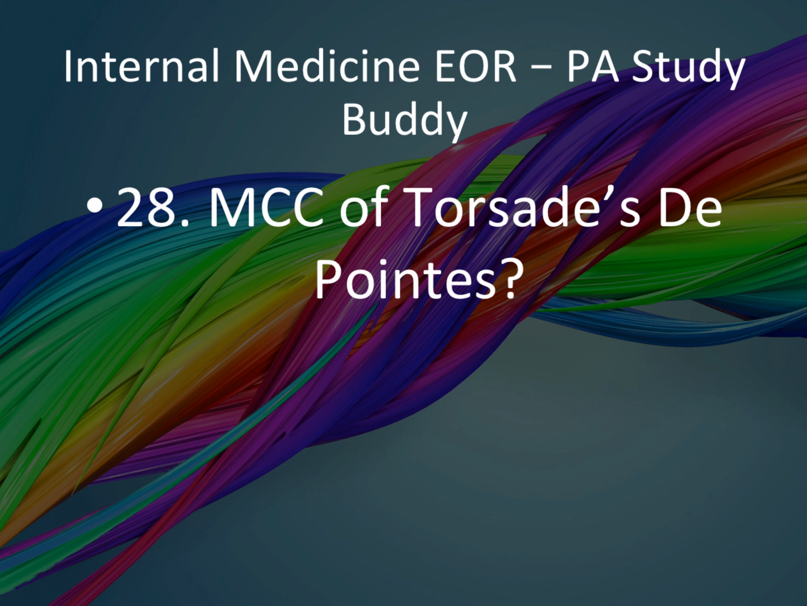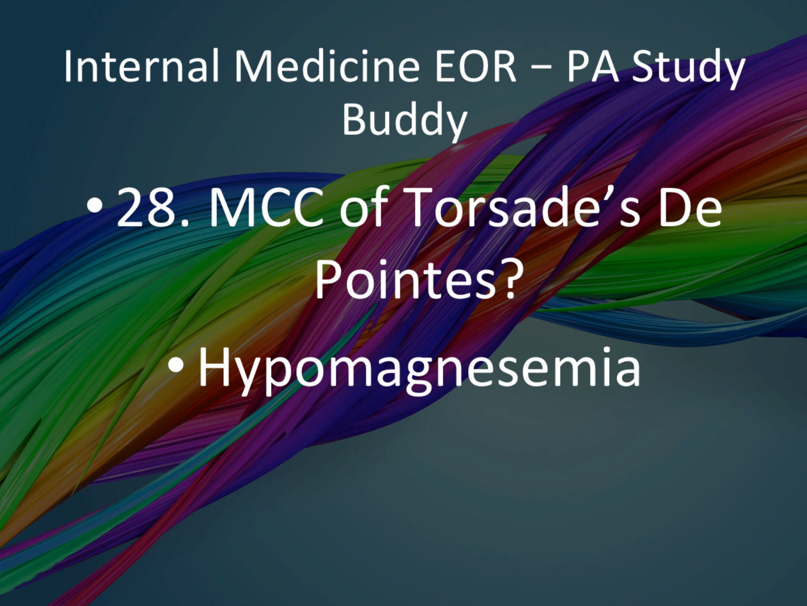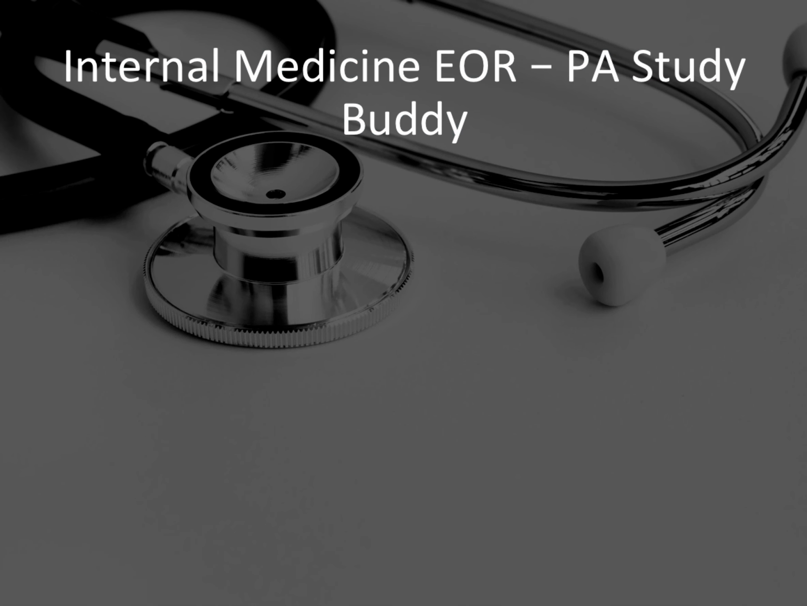Most common cause of torsade de pointes? The most common cause of torsade de pointes is hypomagnesemia, low magnesium. Low magnesium will make the heart twist.